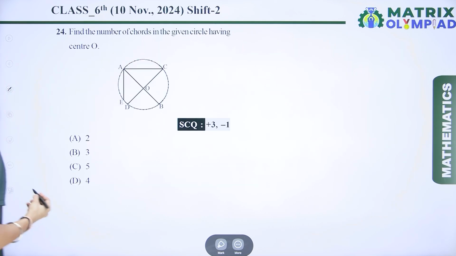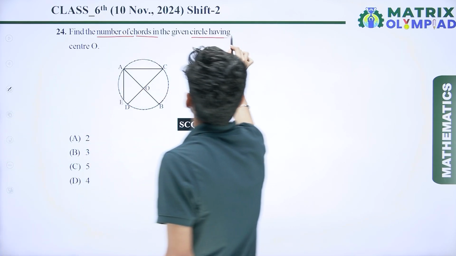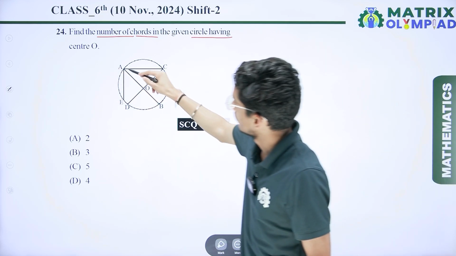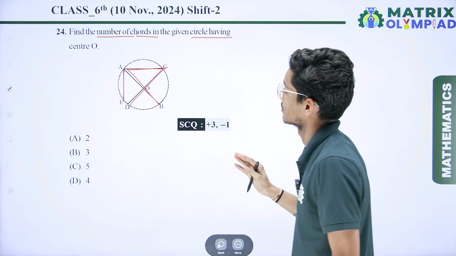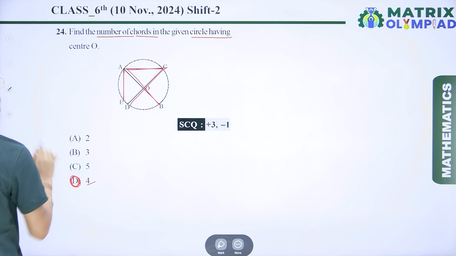So now if I talk about next question, that is find the number of chords in the given circle having center O. So here we have to find the number of chords. So here we have 1, 2, 3 and 4. Here we have 4 chords. So option number D is the correct answer.